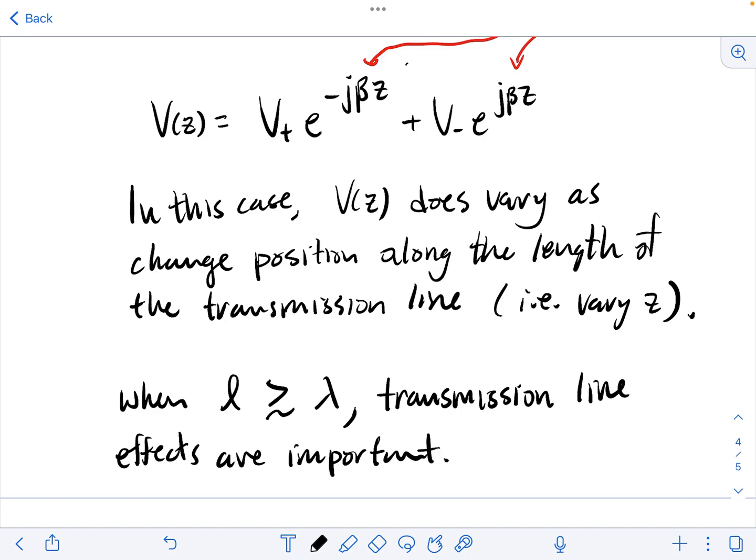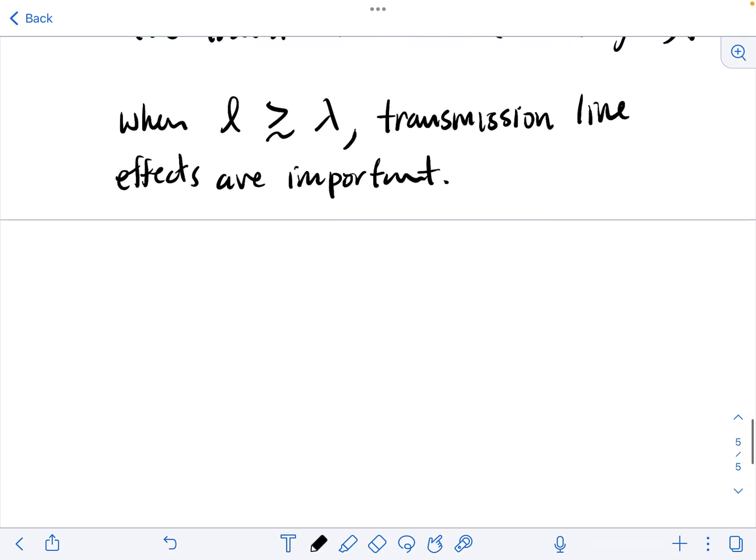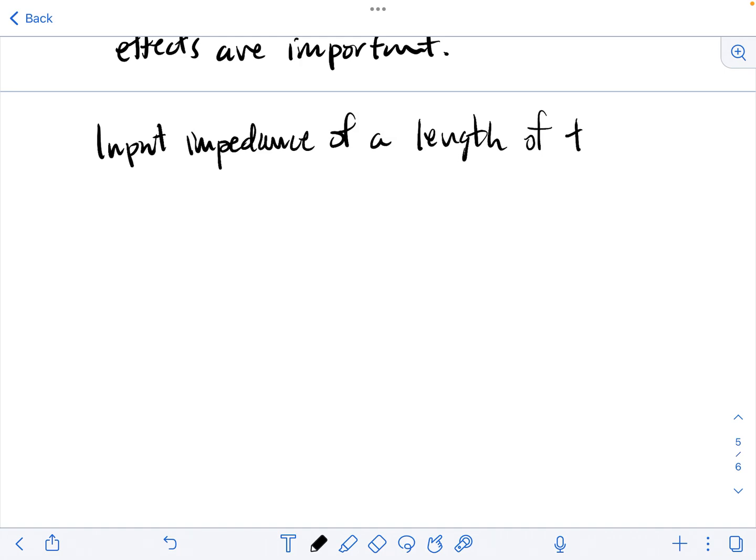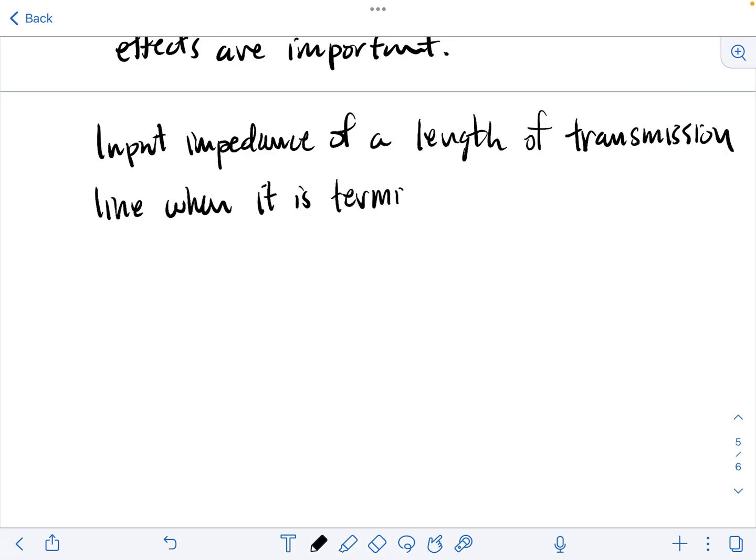The second thing that I wanted to discuss is the input impedance of a length of transmission line. And I'm going to add something to this. When it is terminated with a load impedance ZL. Okay, and so I'm going to draw this picture again.